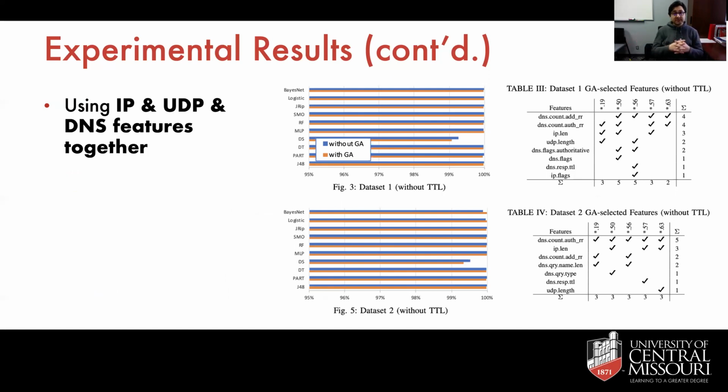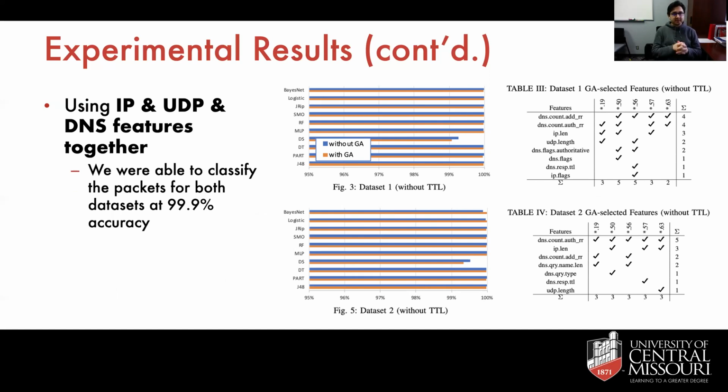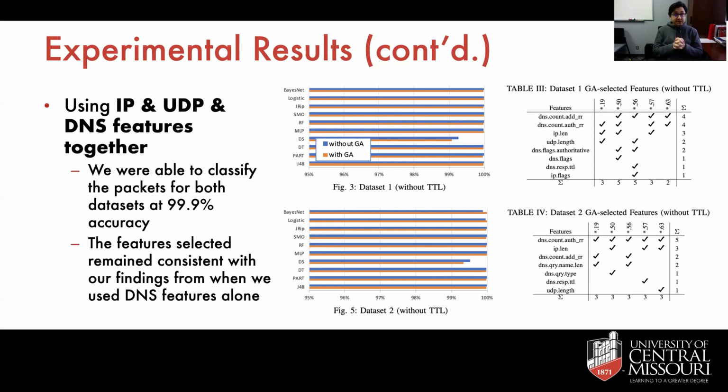Finally, we merged all of these features together, IP, UDP, and DNS, and we were able to classify the packets for both of the data sets at a minimum of 99.9% accuracy. Of course, different algorithms yielded different classification accuracy. And the features selected when all of them were merged together were still very consistent with our findings from when we used the DNS features alone. So we observed that GA still prioritized the DNS features because, as they should be, those are the ones that contributed most to distinguishing malicious and benign hosts.